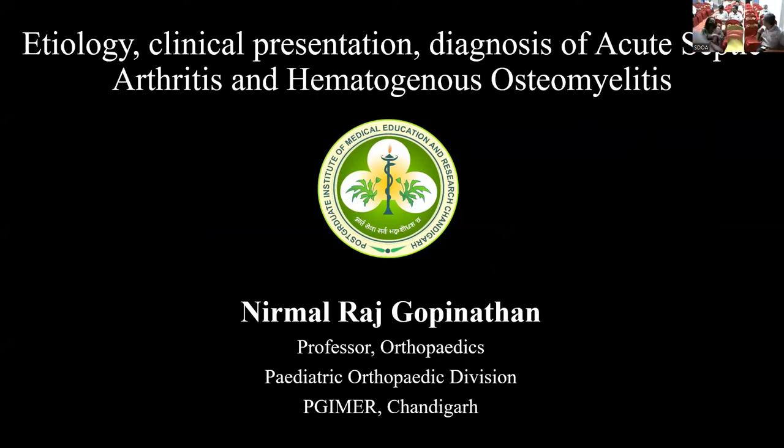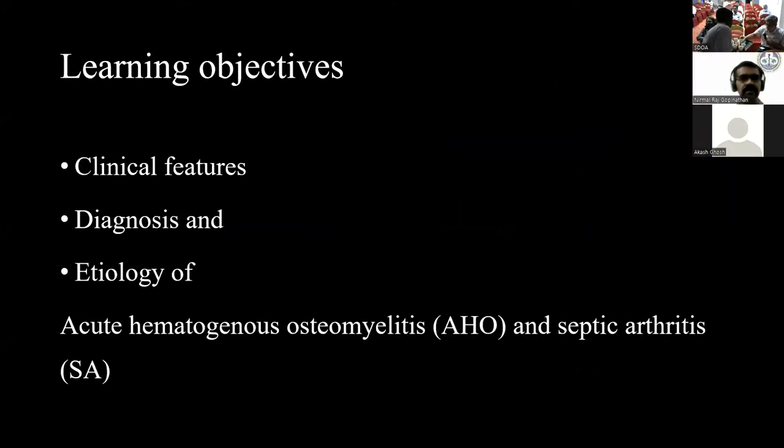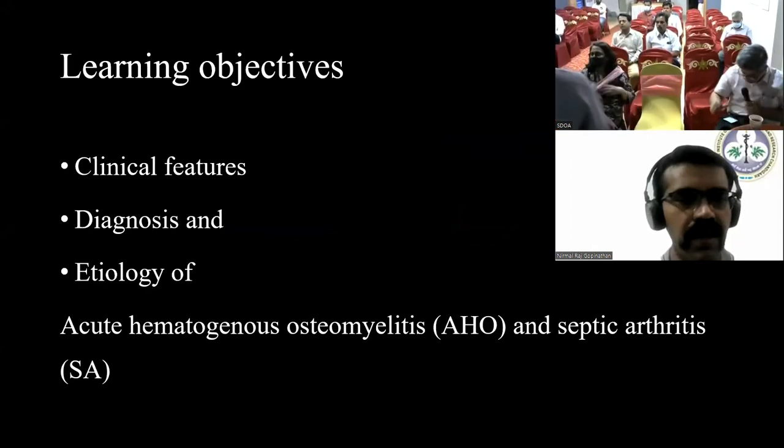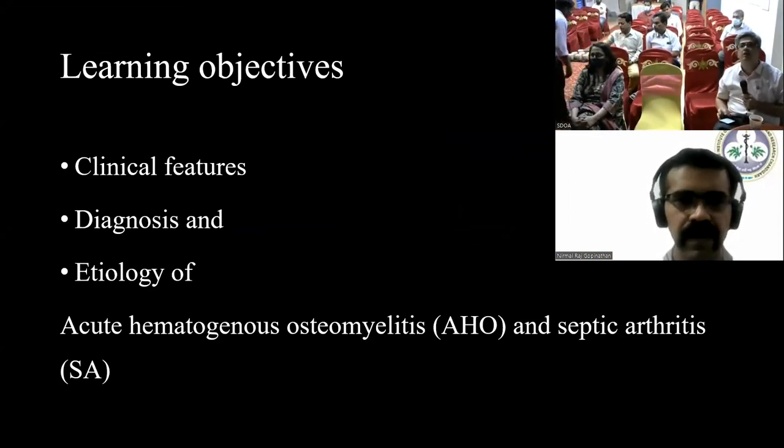So my topic for discussion is etiology, clinical presentation and diagnosis of acute septic arthritis and osteomyelitis in children. I have nothing to disclose, and permission has been obtained to use the radiographs and clinical images. So what are the learning objectives? To go through the clinical features, diagnosis and etiology of acute osteomyelitis and septic arthritis.